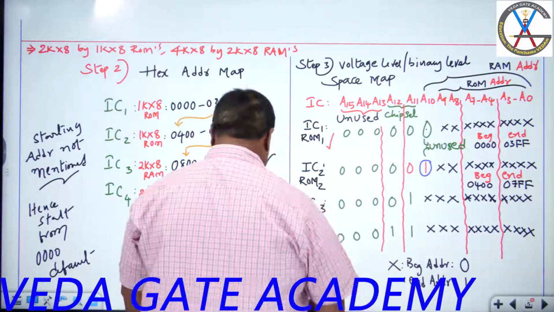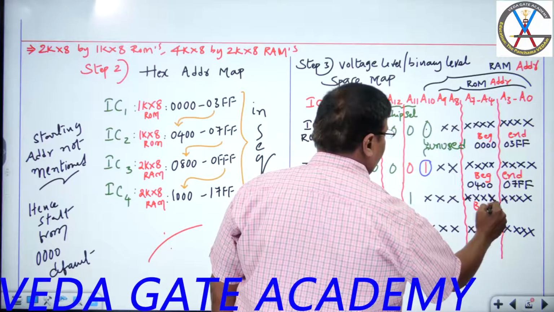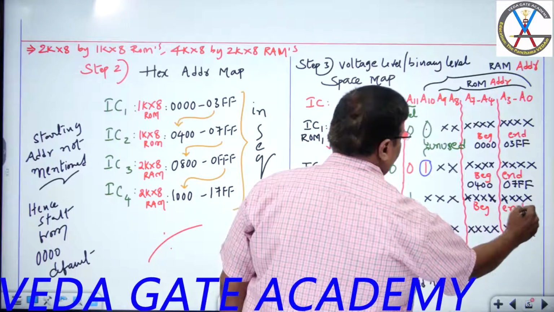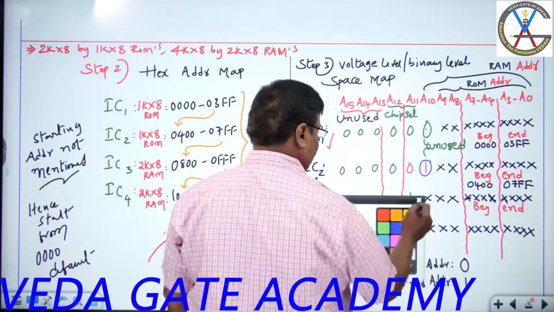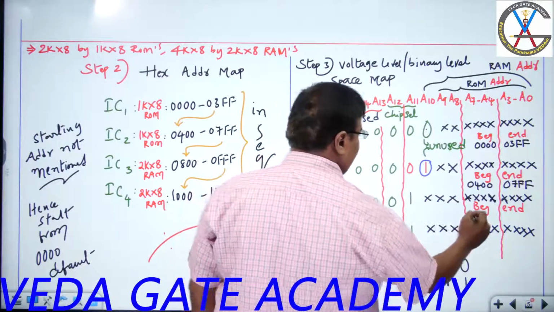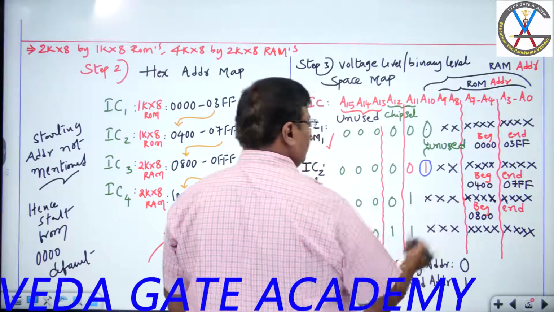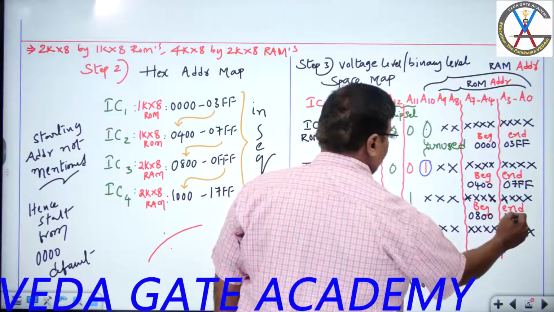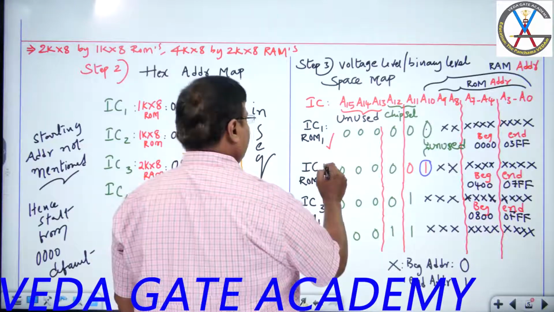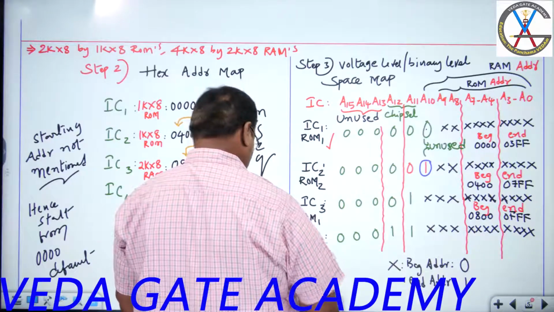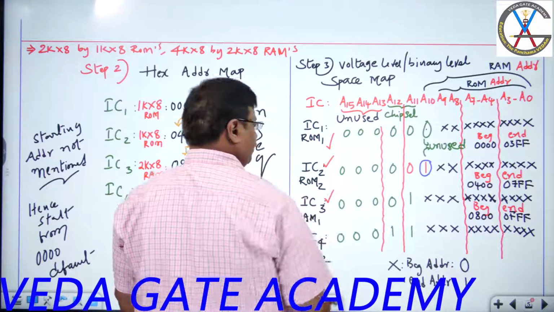Beginning address, ending address. Beginning, ending. What should I say? 0 1 triple 0 is 8. 0 8 0 0. So 1 1 1 1 is F, no? So 0 F F F. It is 2K, right? Starting any address. So I see 2 is satisfied. I see 3 also satisfied. Now I see 4 is left.